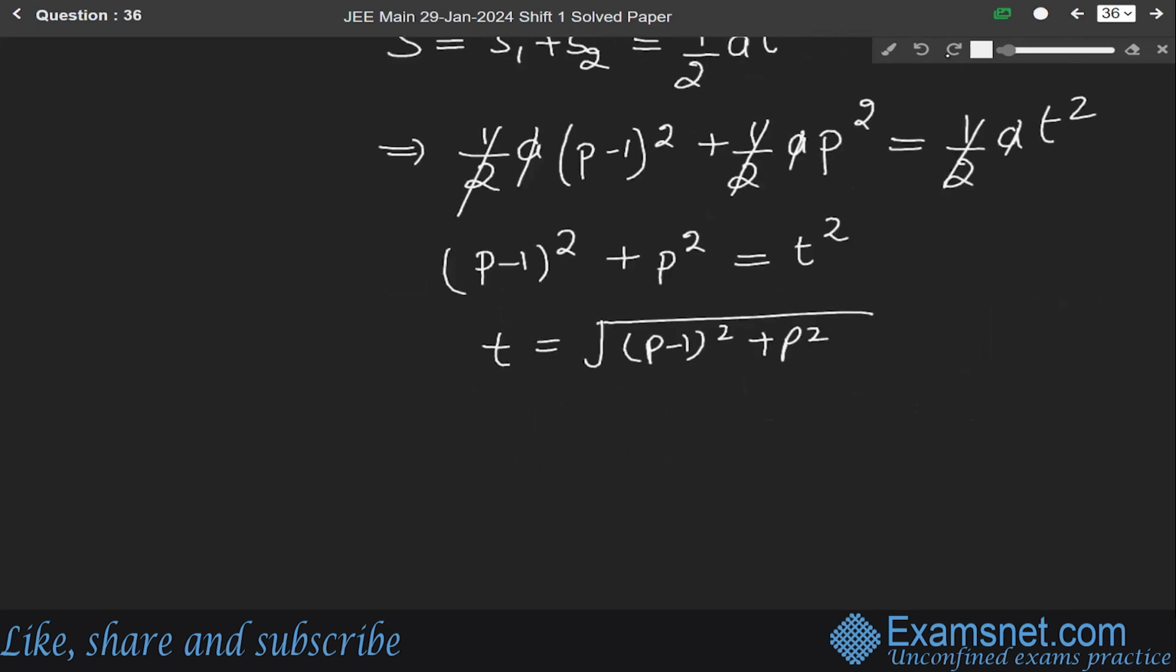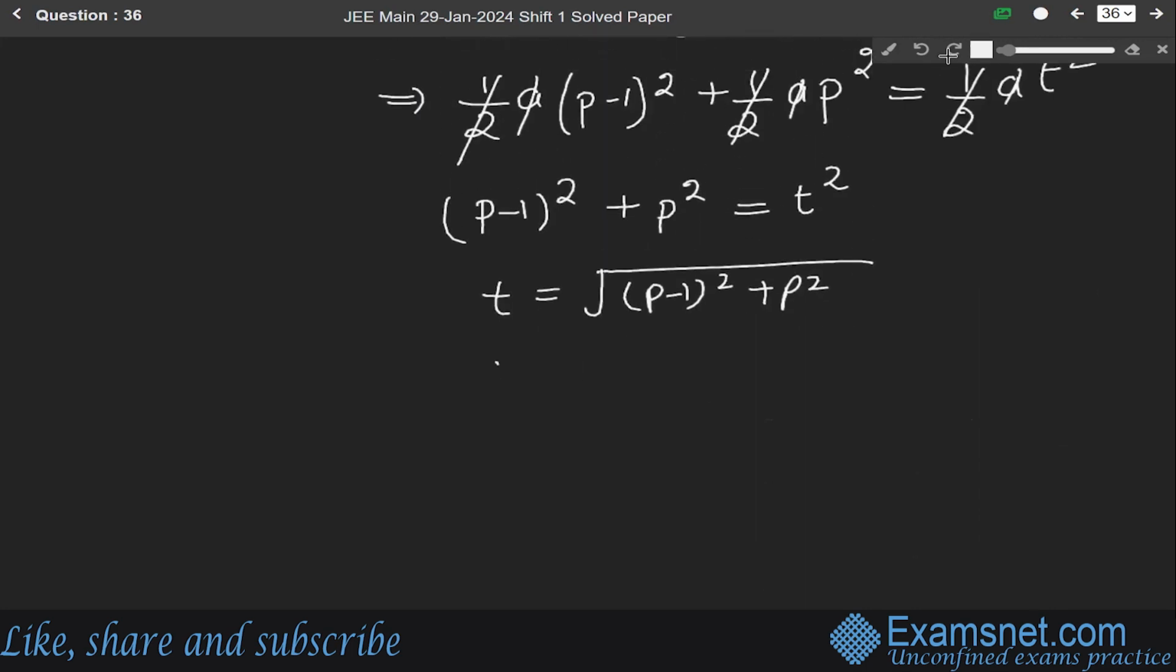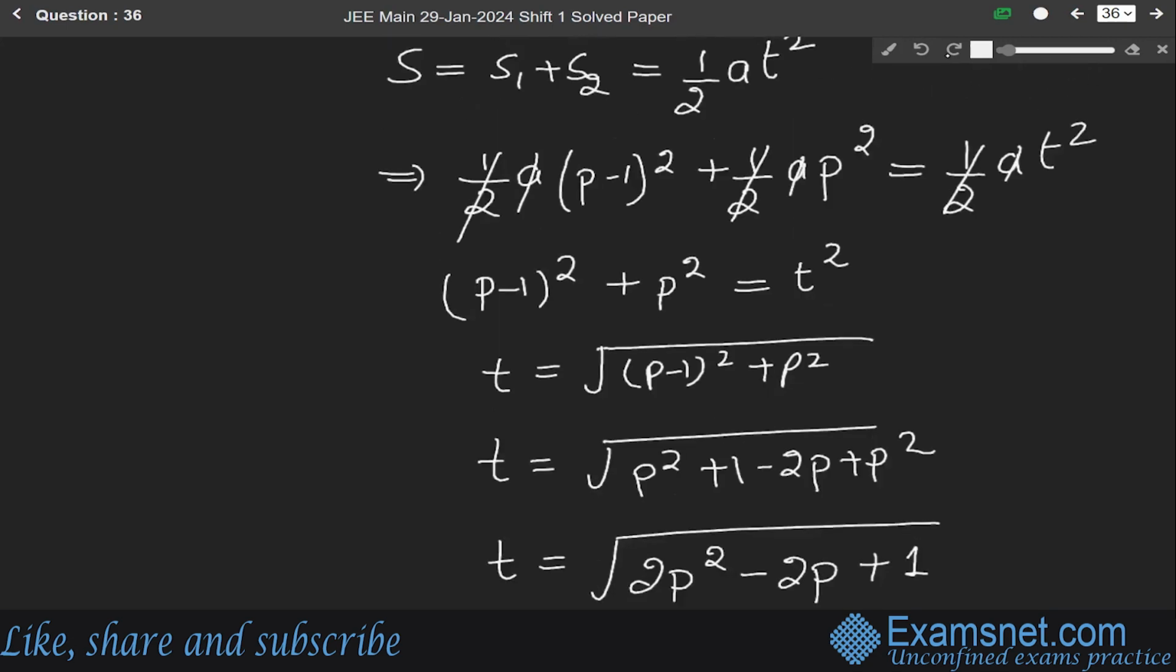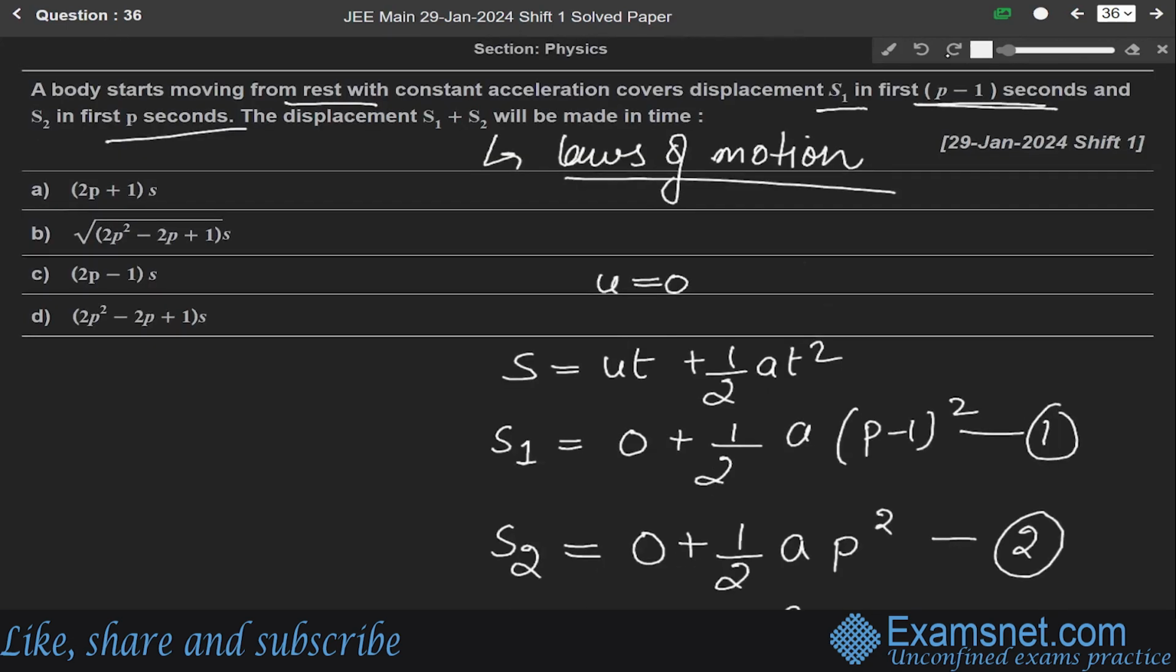So t will be equal to under root of (p minus 1) square plus p square. Expanding with a square plus b square minus 2ab, t is equal to under root of 2p square minus 2p plus 1. This is our final answer. So the correct option is option B. t is equal to under root of 2p square minus 2p plus 1 second.